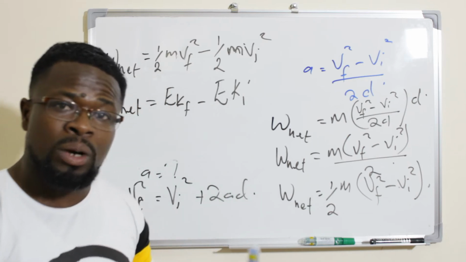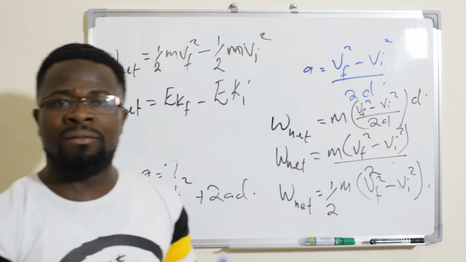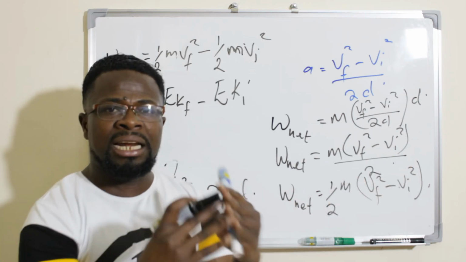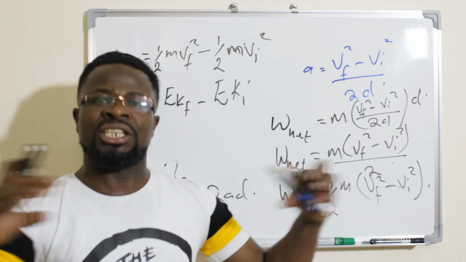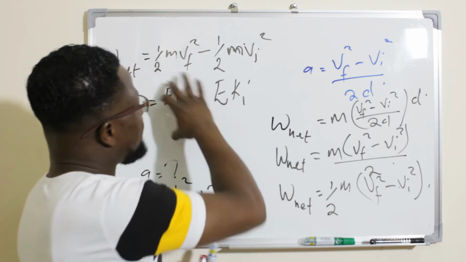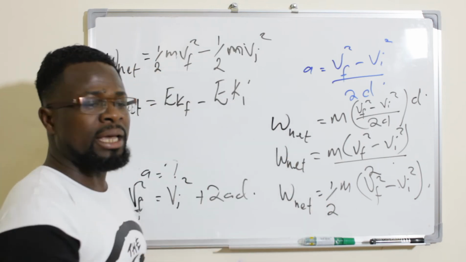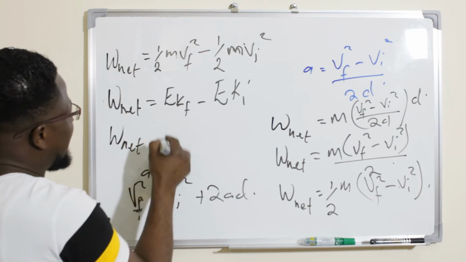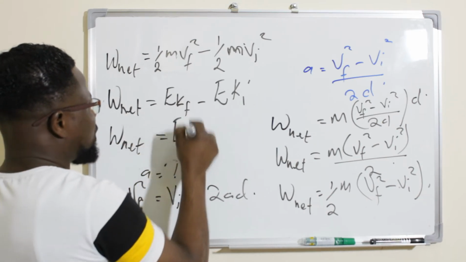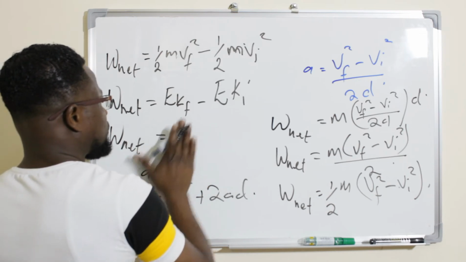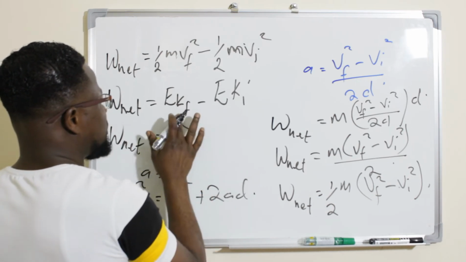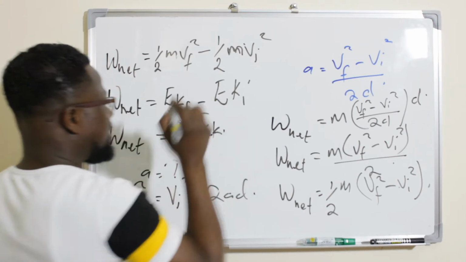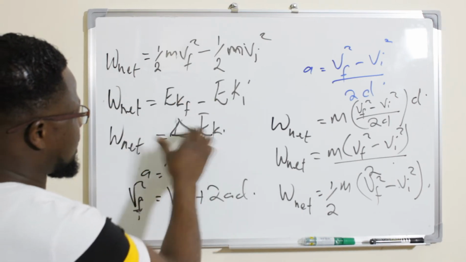That brings us to look at something in physics. Whenever we are looking at a change in something, when we look at the difference between two things, we say a change in that. So this simply means a change in kinetic energy. Therefore, I can say that W net is equals to change in kinetic energy, change in Ek.